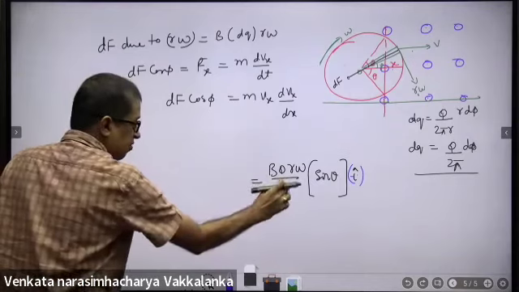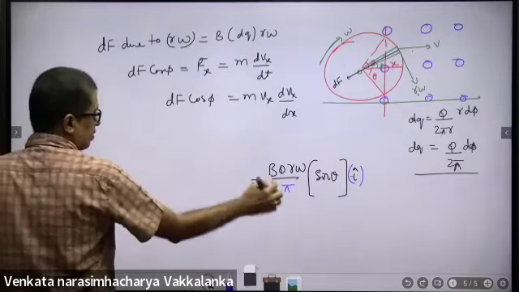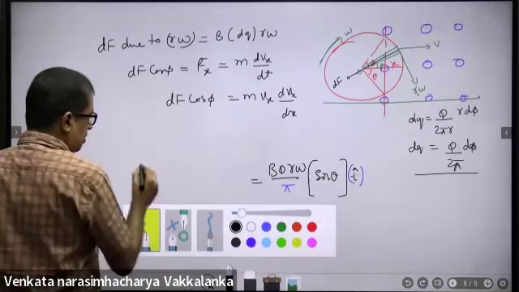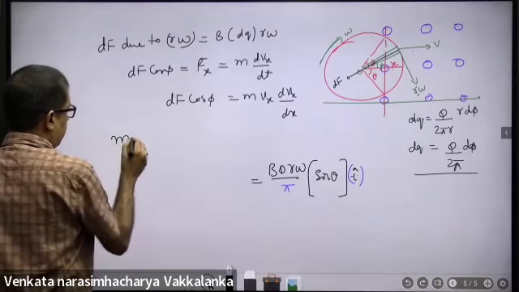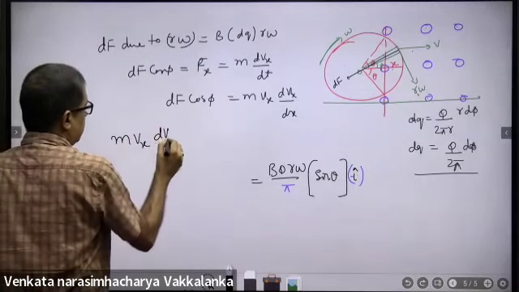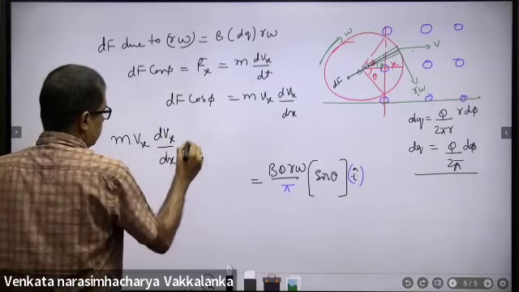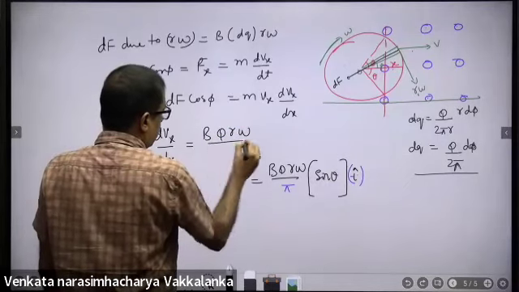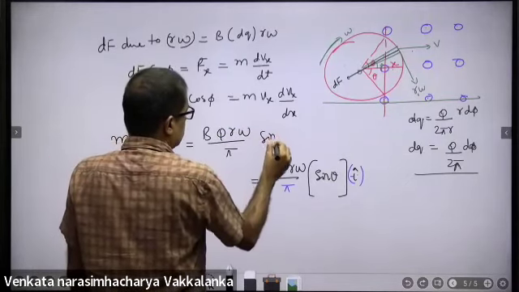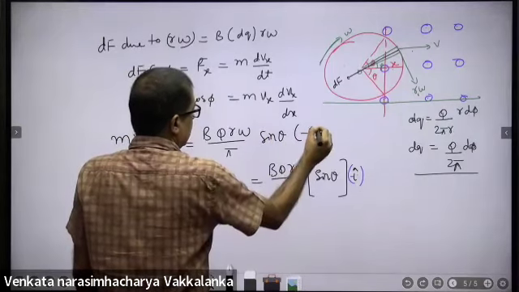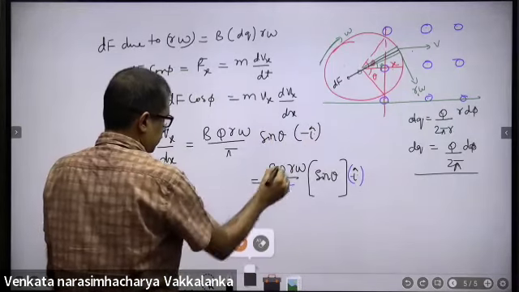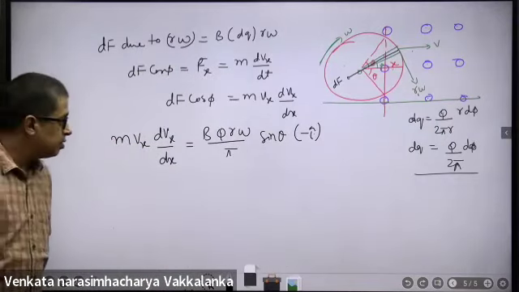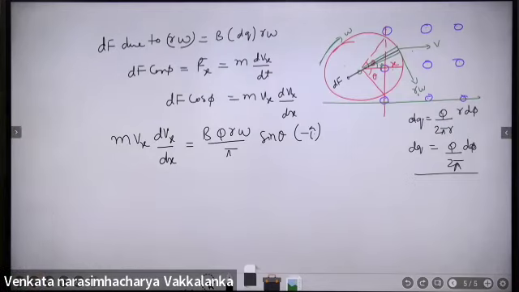Now this is fx. Do you agree with that? Yes. This is equal to fx. Do you agree with that? So I will write this fx here. M vx dvx by dx is equal to b q r omega by pi sin theta minus i cap. Happy? Say something. Yes, sir.